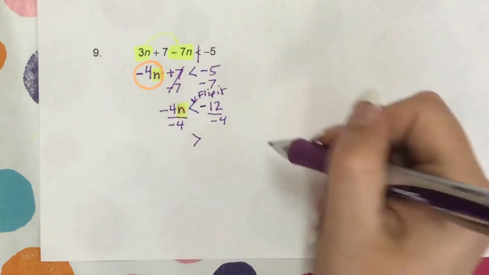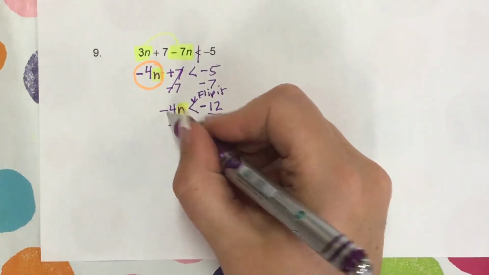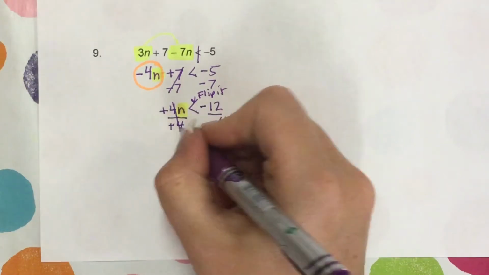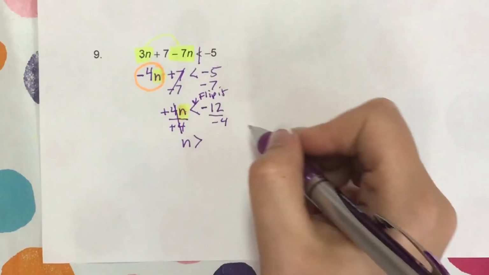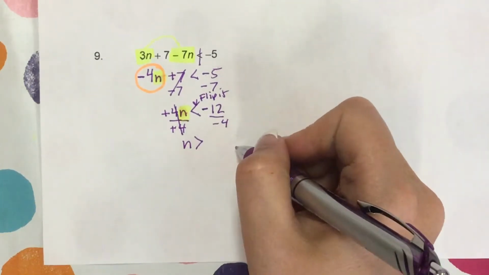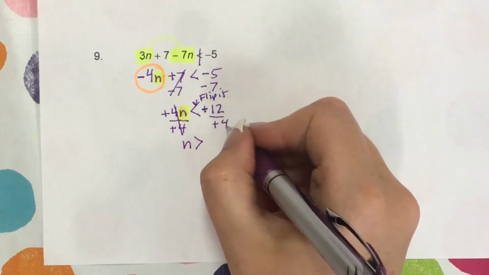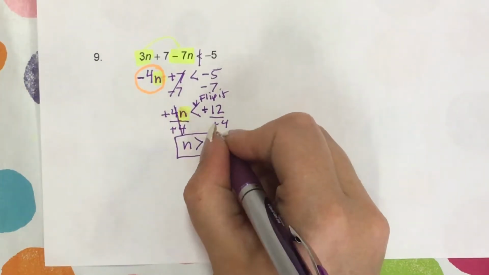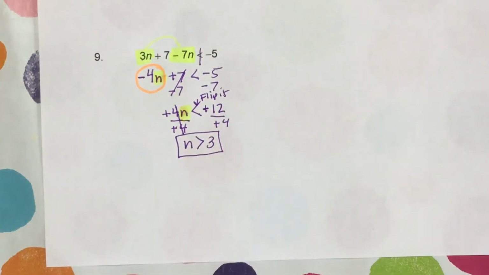Okay. Now that we flipped the sign, we just need to simplify. So we have a negative divided by a negative, which is a positive. 4 divided by 4 is 1. 1 times n is n. And then we simplify this: we have negative 12 divided by negative 4, and a negative divided by a negative is a positive. 12 divided by 4 is 3. So we end up with n is greater than 3. That is the solution set. So if you got that one right, good job.